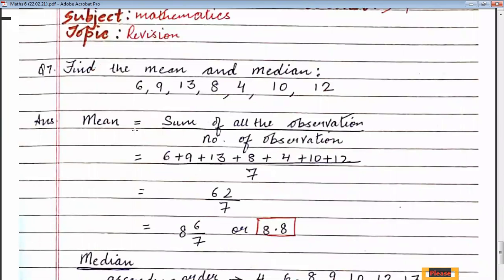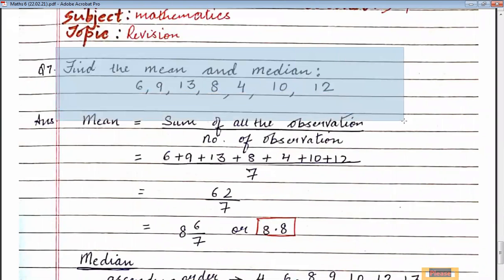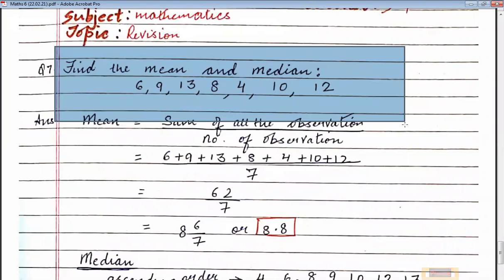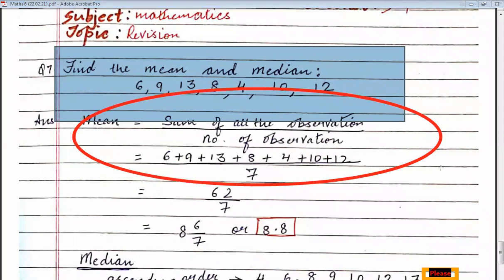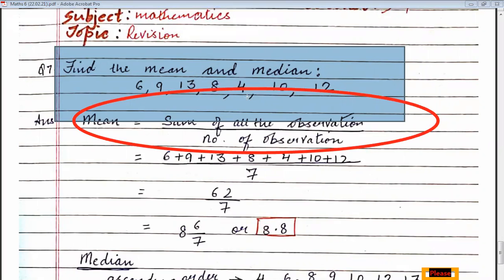Now let's move on to our question number 7: find the mean and median of the given information. That is 6, 9, 13, 8, 4, 10 and 12. So now children, while finding the mean, the formula is very easy. You have to add all the observations and divide by the number of observations. It means you have to add 6, 9, 13, 8, 4, 10, and 12. After adding, you will get 62.